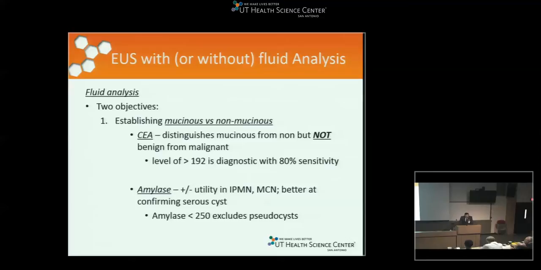Amylase, however, has plus or minus utility in evaluating mucinous neoplasms and is actually better at confirming serous cysts or excluding pancreatic pseudocysts.